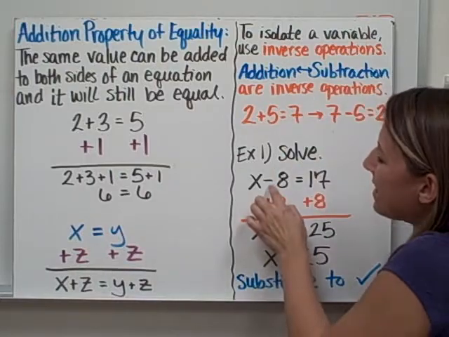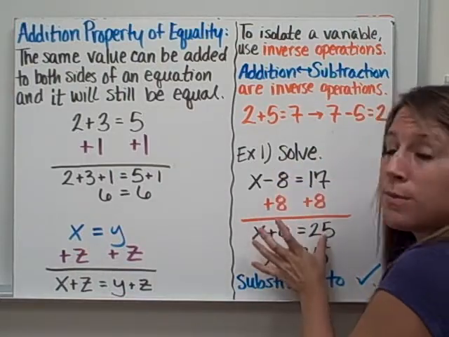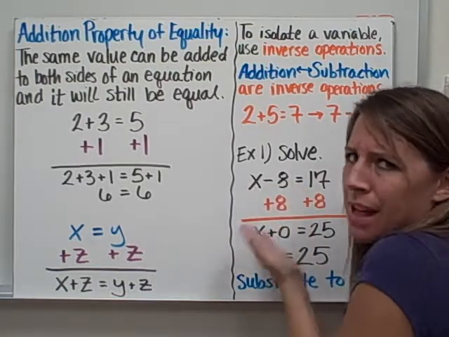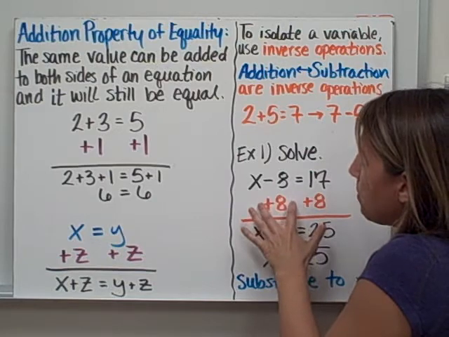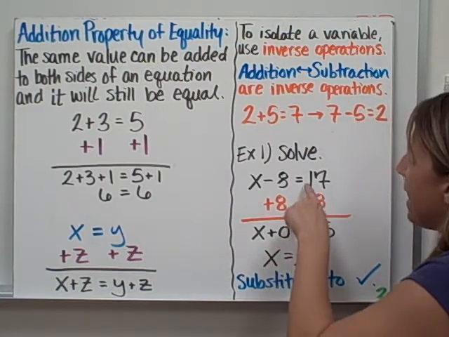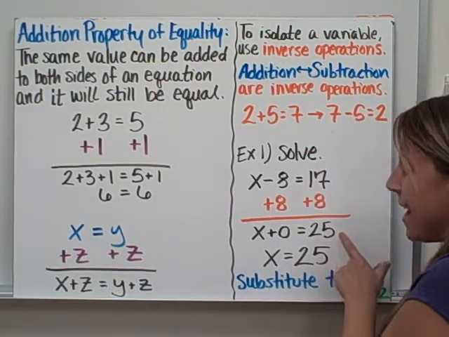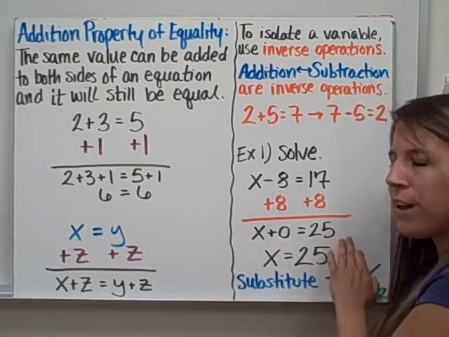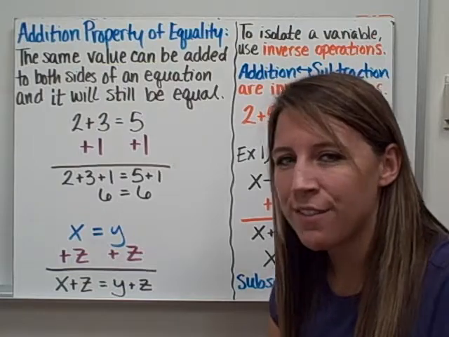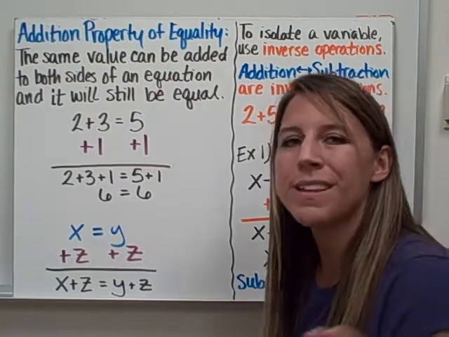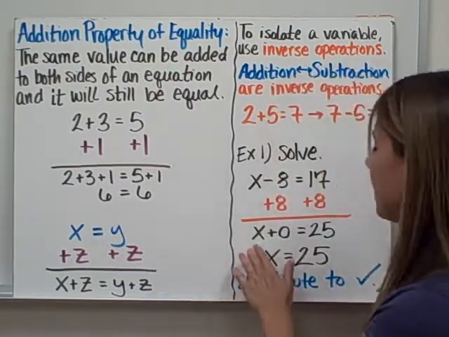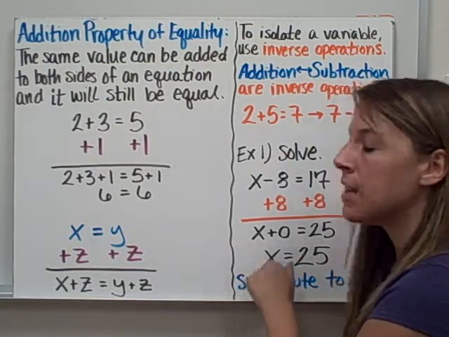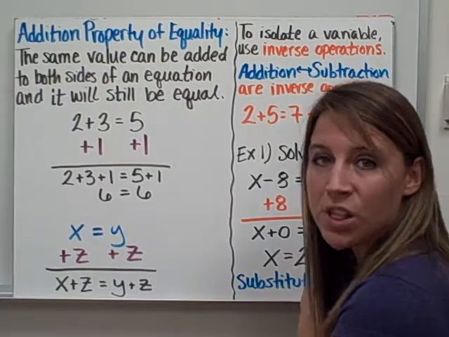So if I take this and do so, and then I do the calculations, negative 8 plus 8 is going to be 0. And 17 plus 8 is 25. So I'm left with x plus 0 equals 25. Because of the additive identity, meaning anything plus 0 is itself, then I can say that x equals 25. X is now isolated. 25 is my solution.